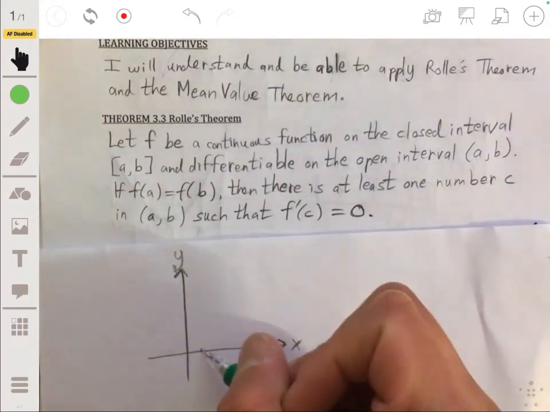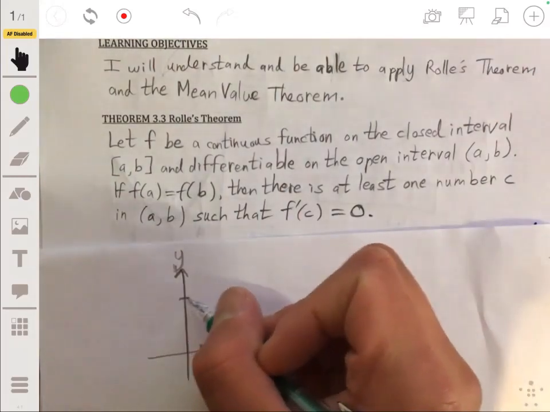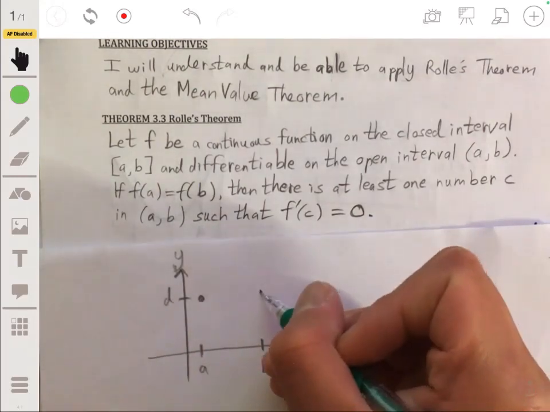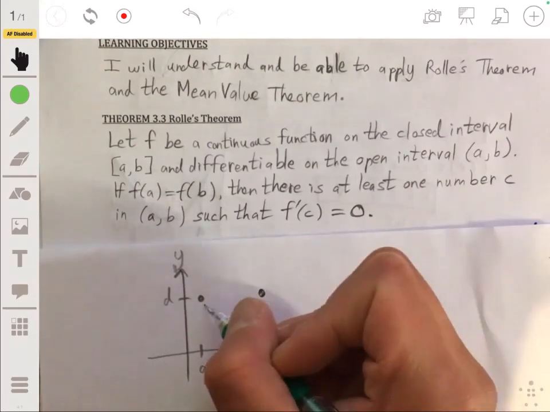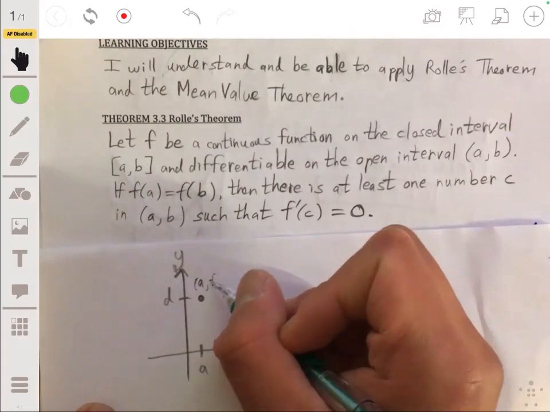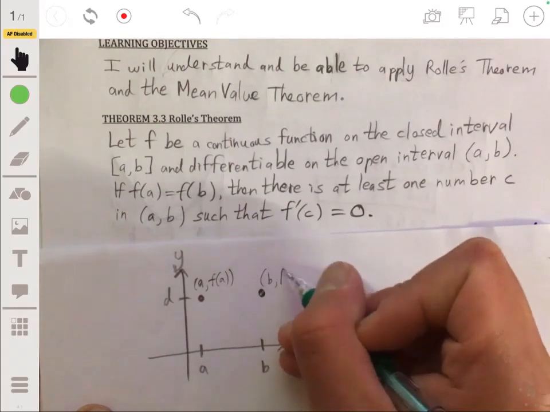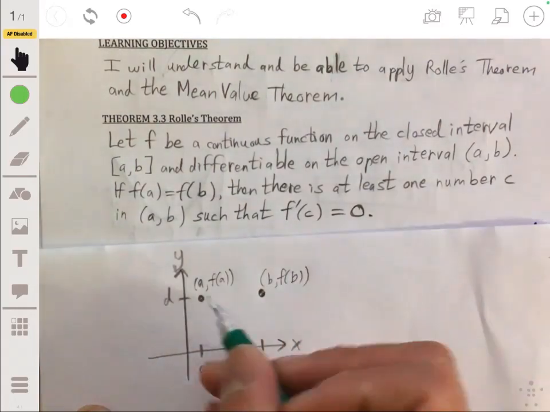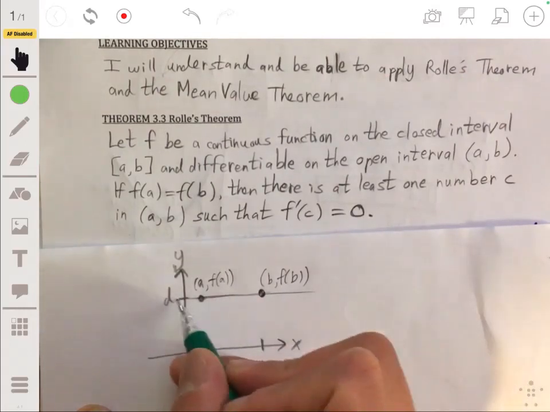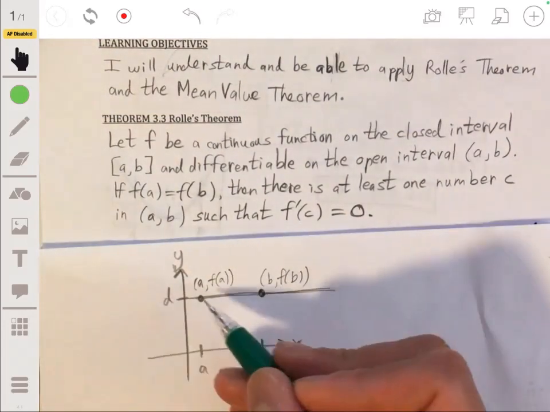So let's say this is a, and this is b, and let's say this is d. That means both endpoints of the function are the same. That's f of a, and that's f of b, and they all lie on the line y equals d. So they both have the same y value. And this is the function.